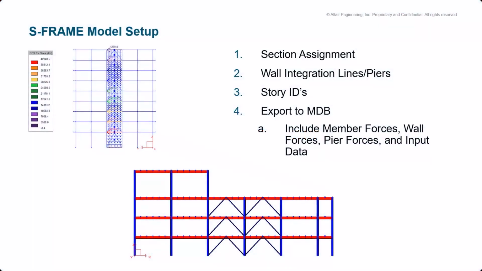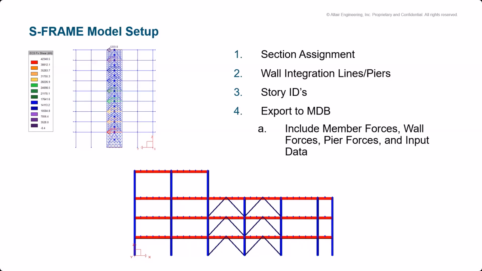So the S-Frame model that we have prepared, or the way that we are going to go through the workflow while working with S-Frame, essentially goes through these four steps. One is the section assignment, which basically means adding the correct concrete sections to the members that we want to design, be it a column, braces, a beam, or walls, right?